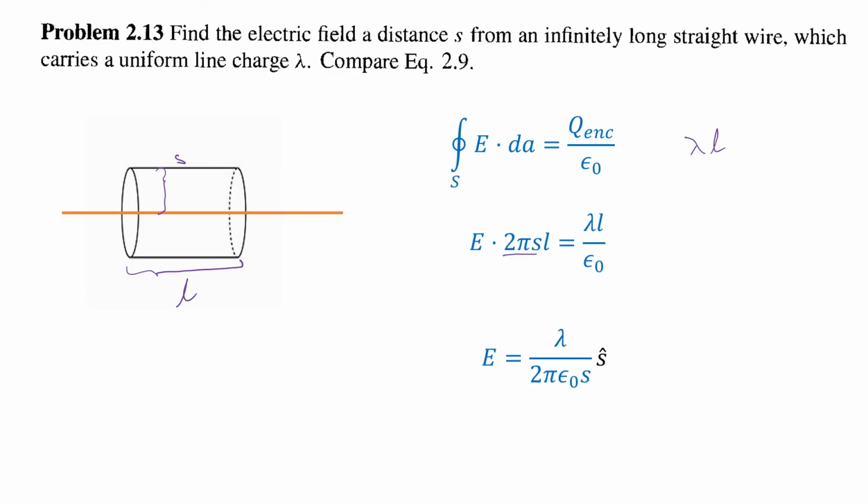Now the L will get cancelled on both sides. Then you bring 2 pi s to the right hand side. So here you have only lambda in the numerator, divided by 2 pi epsilon naught s, along s hat, the unit vector along the direction of s. So this electric field is exactly equal to equation 2.9 of Griffiths.